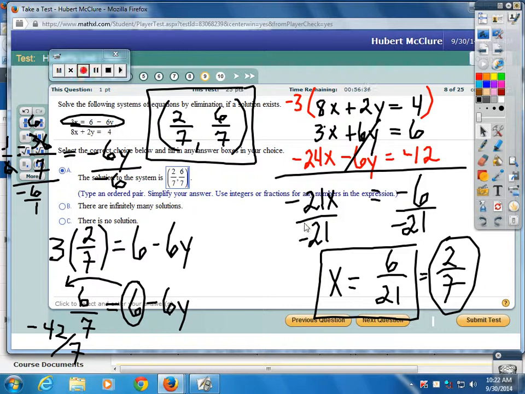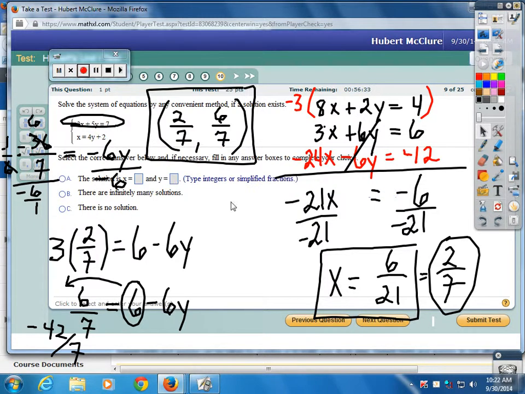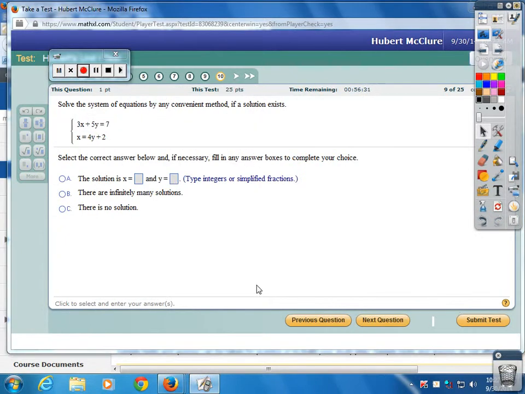Next one. This one says use what? Any method you want. Which method do you think I'm going to use? Why? Because it's already done for you. All you got to do is plug it in.